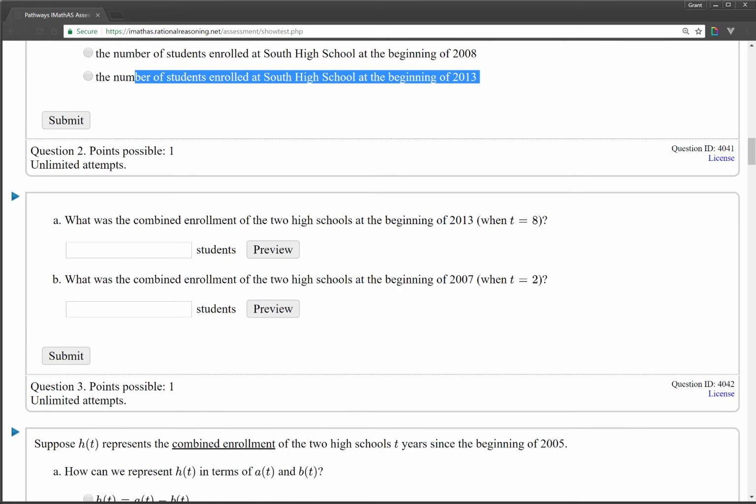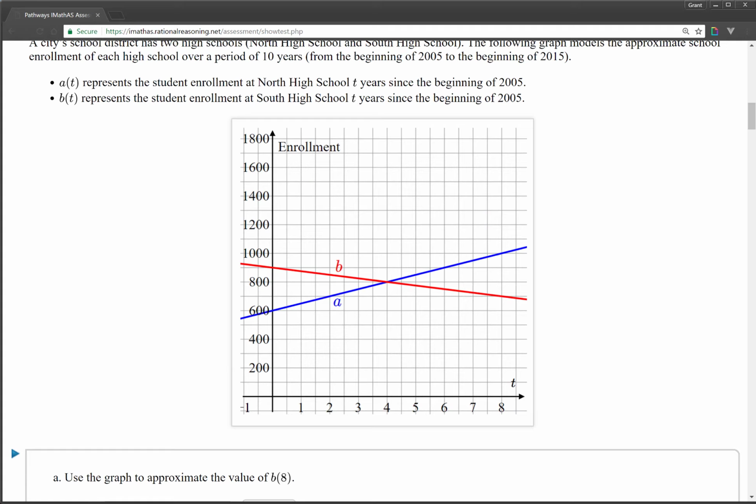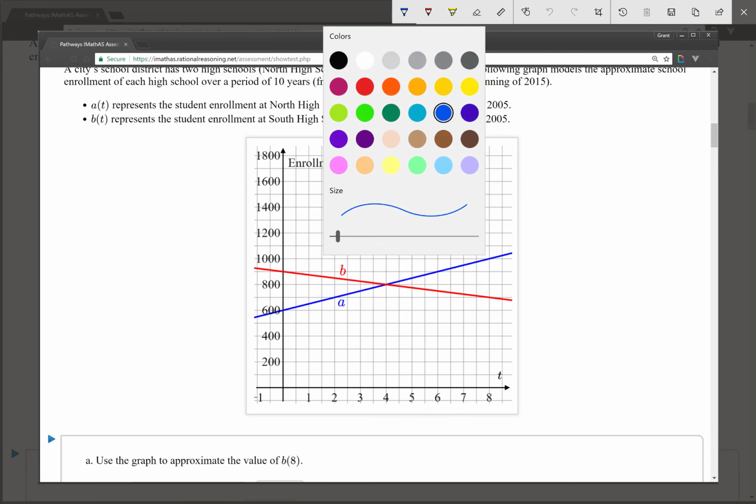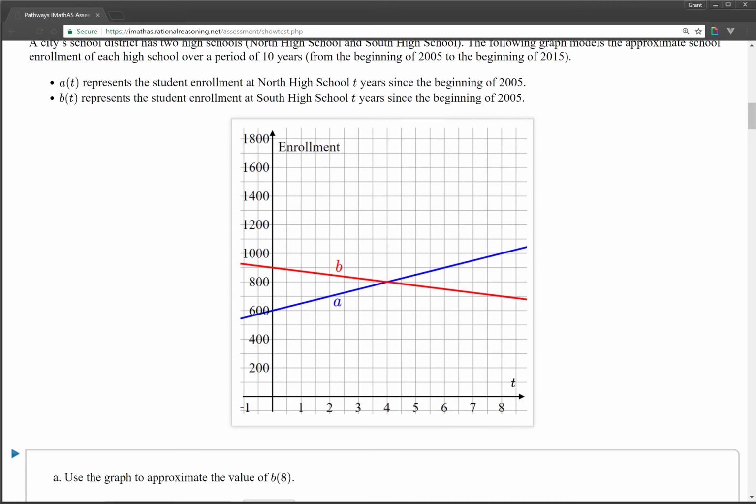So, what was the combined enrollment of the two high schools at the beginning of 2013? So when t equals 8, what is the combined enrollment at the two high schools? So if we look back at the graph, if t equals 8, we already saw that B of 8 was equal to 700. And then A of 8, or the enrollment at North High School when t equals 8, is 1,000. So the combined enrollment is 700 plus 1,000, or 1,700.